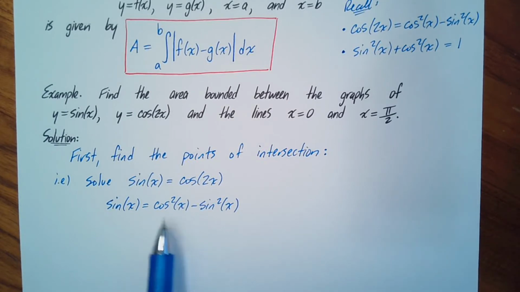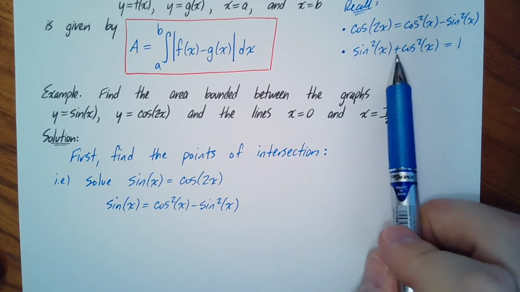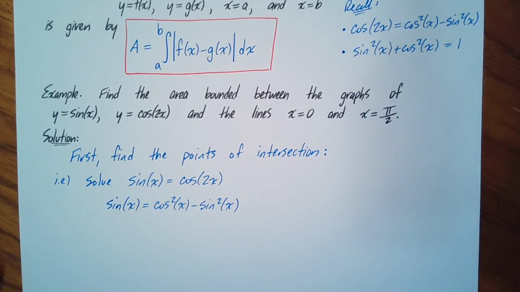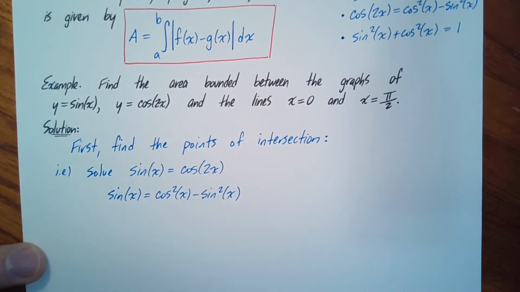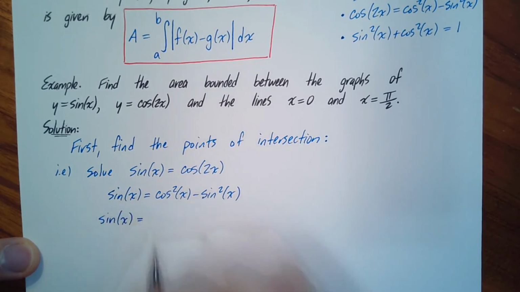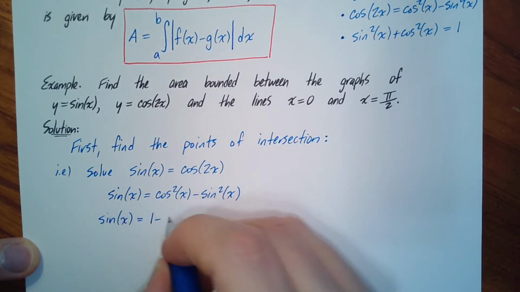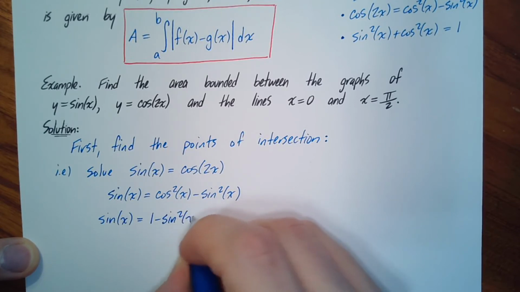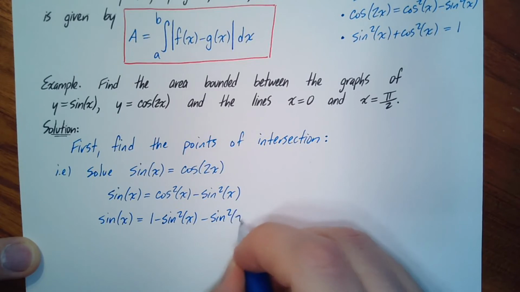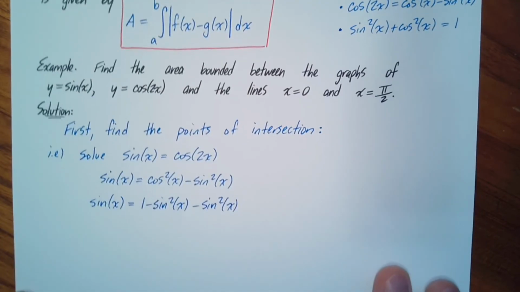So what we're going to do is take this cos squared and get rid of it in terms of sine squared. In other words, take the sine squared of x, subtract it over to the other side of the equation, and you're going to have cos squared of x is equal to 1 minus sine squared of x, and that's what we'll plug in for the cos squared here. So what you'll get is sine of x is equal to 1 minus sine squared of x minus sine squared of x.